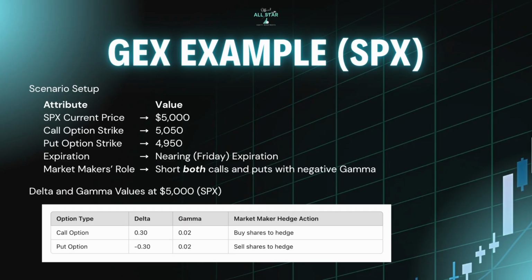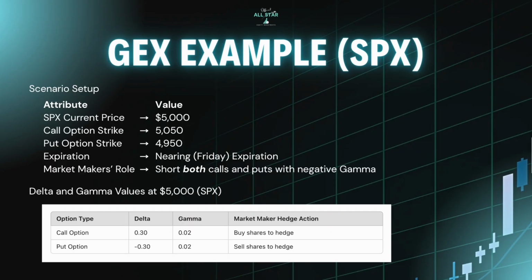So the market maker's role is to short both calls and puts, meaning they have negative gamma and need to hedge their exposure. So looking at the delta and gamma values, at $5,000 for SPX, let's say the call option delta is at 0.3, and let's say the put option delta is at negative 0.3. And in this case, we'll keep the call gamma at 0.02 and the put gamma at 0.02 as well. So institutional investors will hedge by buying shares when they see calls and selling shares when they see puts to remain at neutrality.